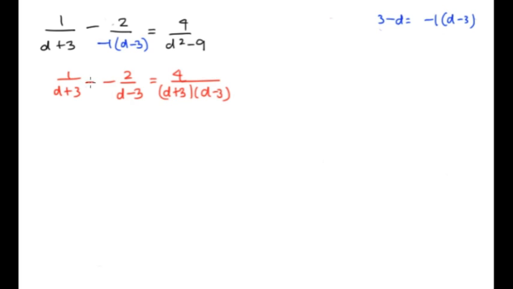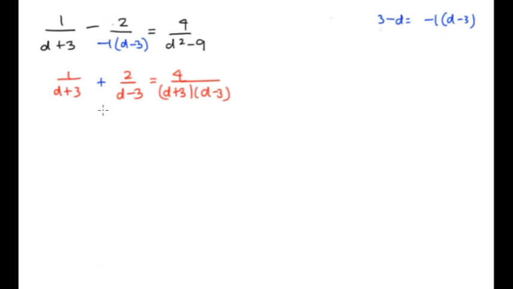So what happens when you have a minus? Well, two negatives make a positive. So these negatives actually combine to make a positive. So now we have a positive equation here. 1 over D plus 3 plus 2 over D minus 3 equals that. So what can we do here?